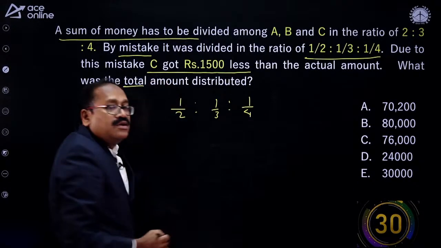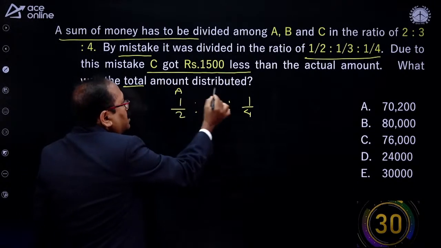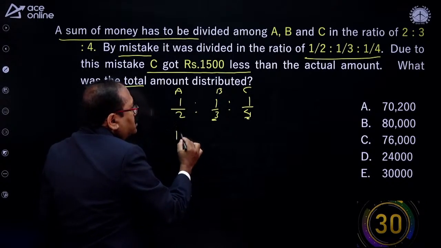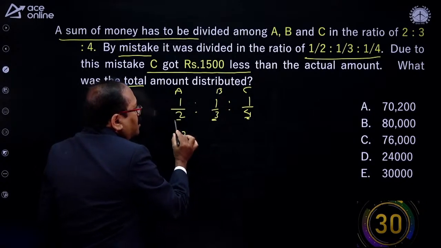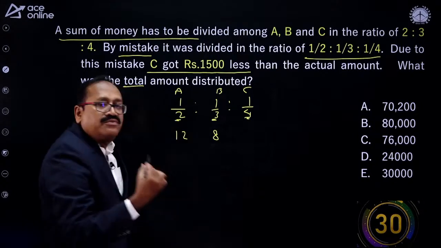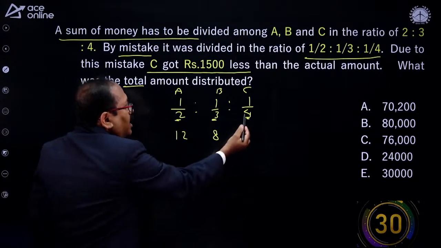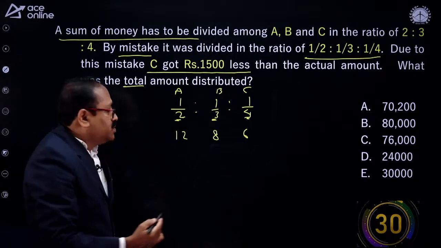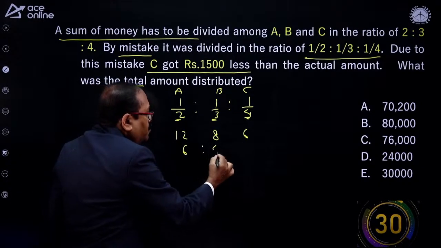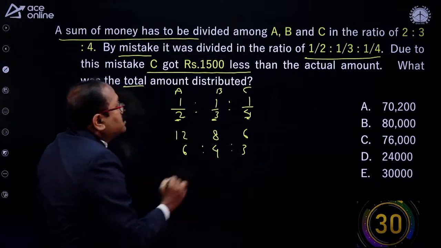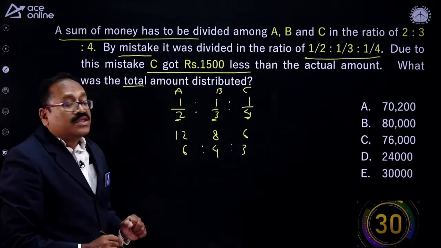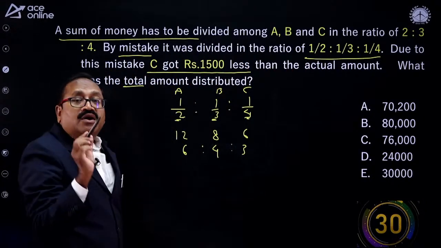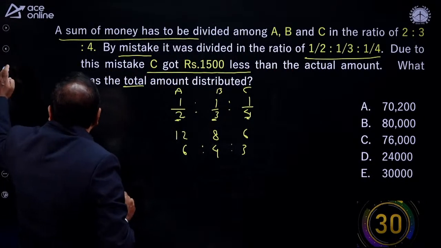1/2:1/3:1/4. You can directly write down here what is A and B and C. So A will be 3 × 4, which is 12. B will be 2 × 4, which is 8, which we discussed in the basic class. And C will be 2 × 3, which is 6. Finally, we get a ratio which is 6:4:3. And in this case, C is getting less. That means in the previous case, the C part was more. So how much was the part C in the previous case?